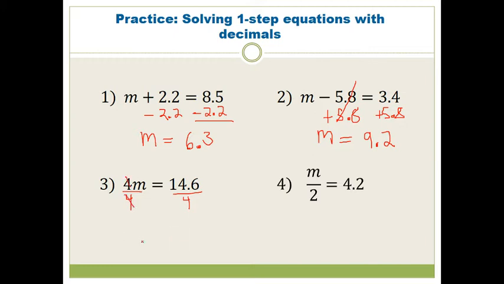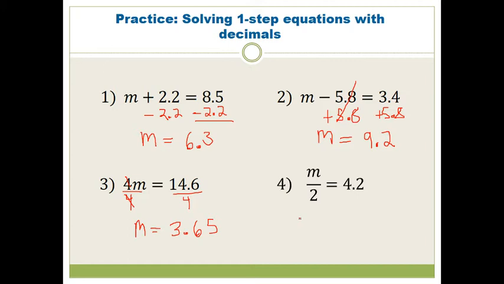The 4's cancel, leaving a 1 over here. 1 times m is just m. So we have the m all by itself, just like we want. And now we go ahead and do this division problem. 14.6 divided by 4 is equal to 3.65. All right, and then you could always check. Does 4 multiplied by 3.65 really equal 14.6? And if you check that on a calculator, yes, it does.